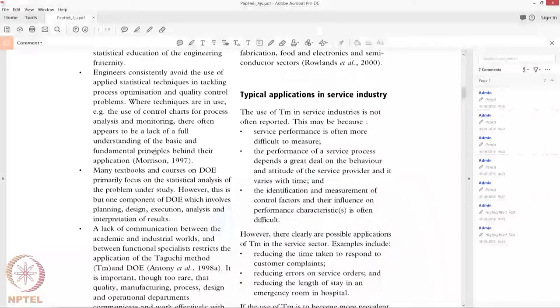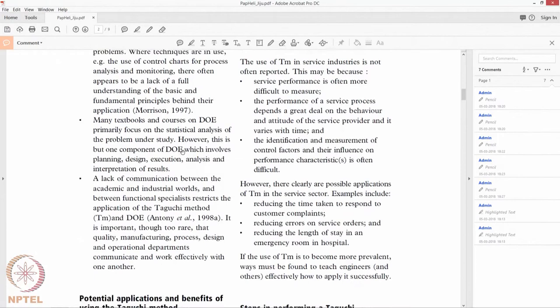So, that is the last point. They might lack a full understanding of the basic and fundamental principles behind their application. So, this is not something that he is claiming, but someone else has written either as part of a paper or a book. He is just referring to that.